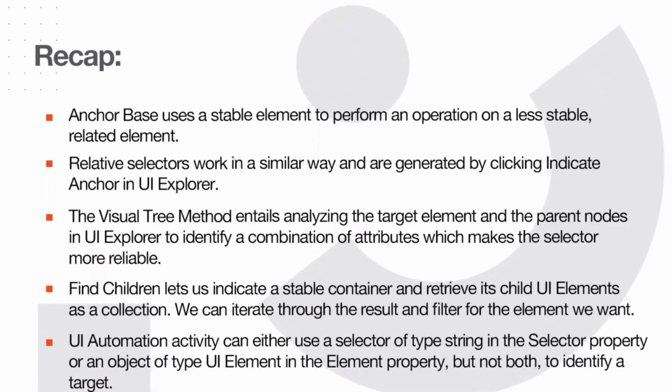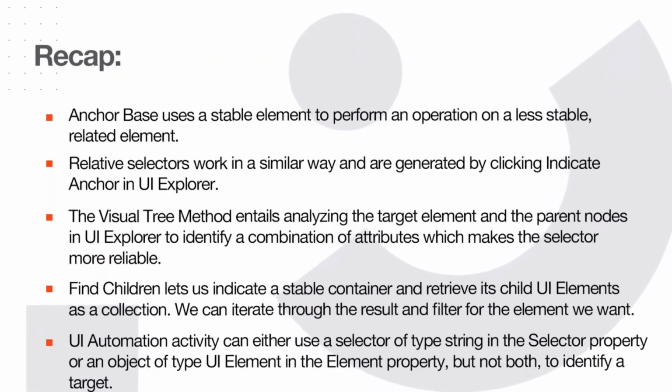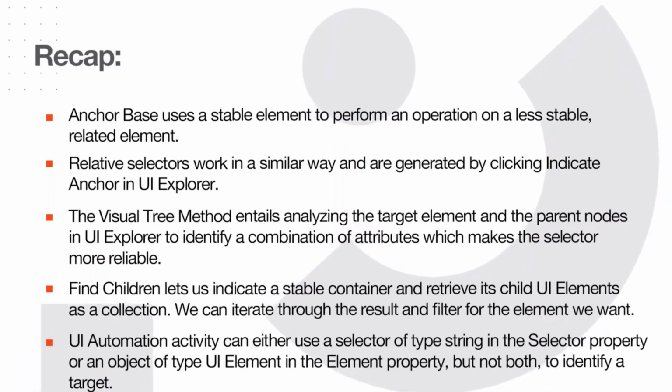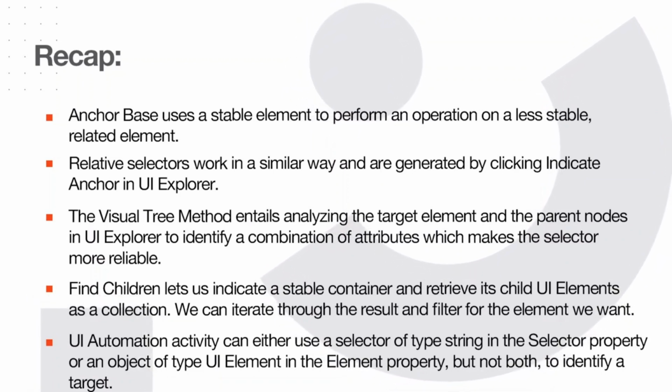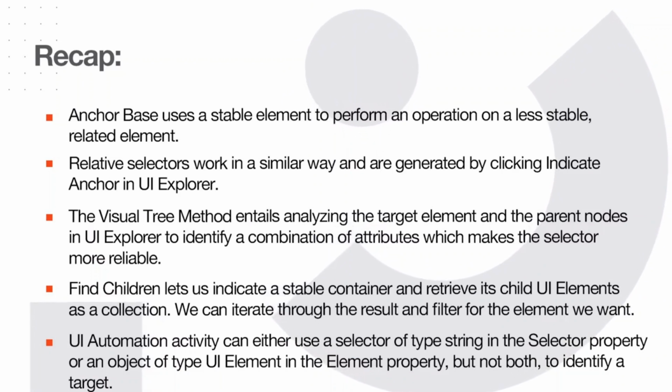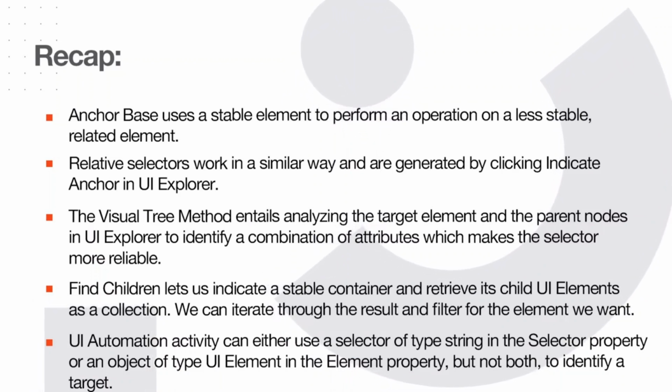UI automation activity can either use a selector of type string in the selector property or an object of type UI element in the element property, but not both, to identify a target. Whenever you encounter a difficult situation, like using dynamic web pages where the reliable selectors cannot be identified automatically, think of all these possible approaches and apply the appropriate one.